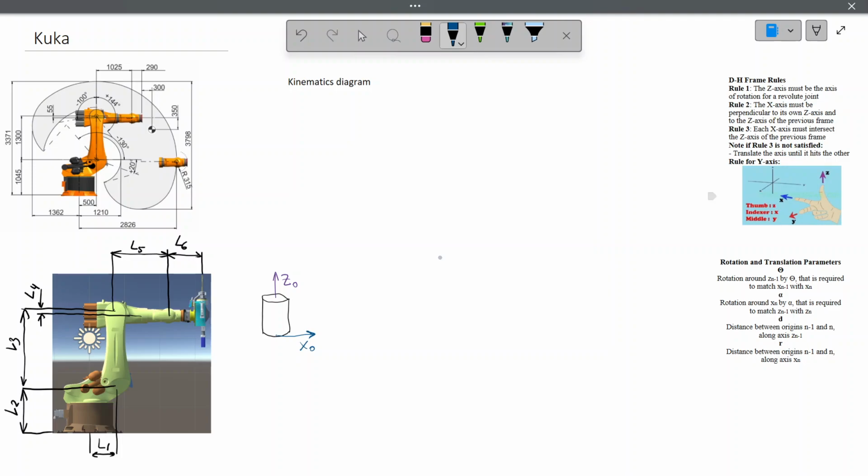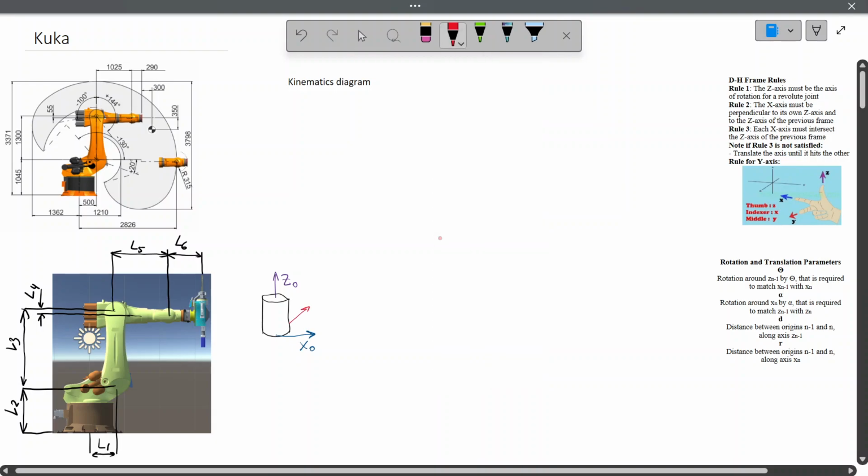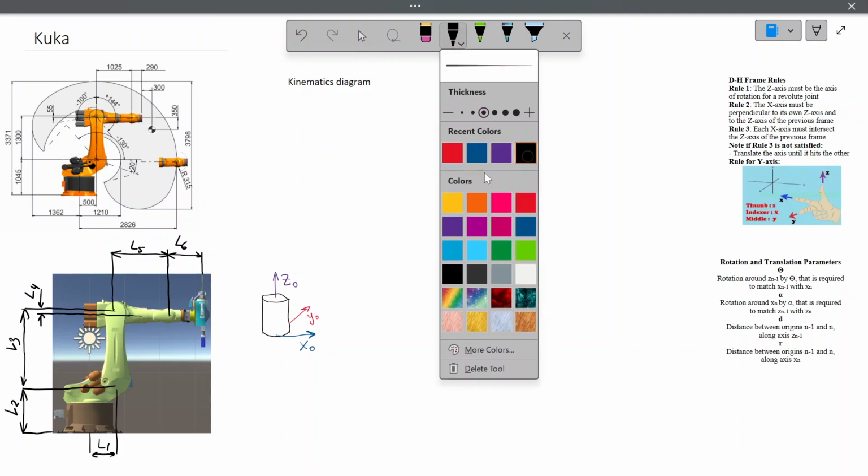Next, by this rule of thumb, we can draw the y-axis. This finger is the z-axis, this finger is x, and this finger will show us where the y-axis is. So the y-axis in this case will be this way, this is y0. Next, we move to the second joint.